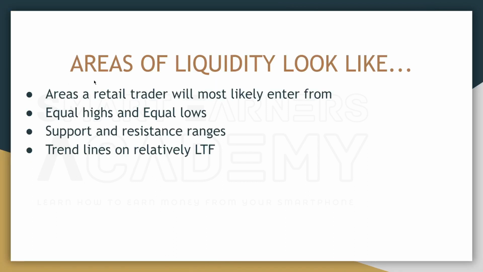So let's begin. Areas of liquidity look like areas a retail trader will most likely enter from. So you guys know that is your support and resistance, your trend lines, and so on and so forth. Equal highs and equal lows, support and resistance ranges, trend lines on the relatively lower time frame, right? And there's a reason why I say it on the lower time frame.